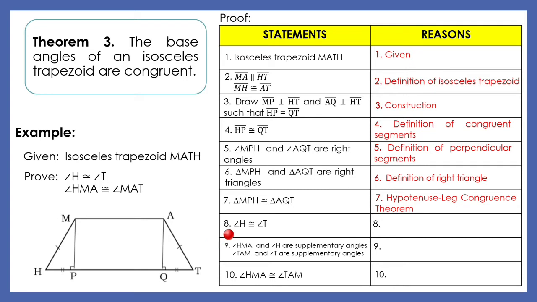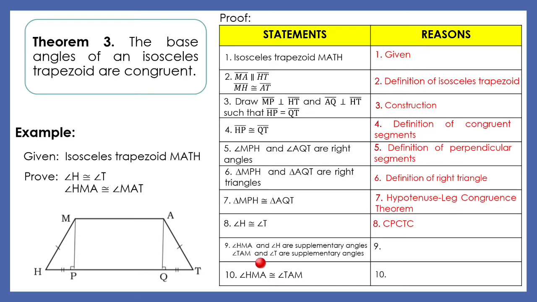For statement number 8, angle H is congruent to angle T. So, since na-prove natin na yung dalawang triangles ay congruent, therefore, their corresponding parts are congruent. Or CPCTC, corresponding parts of congruent triangles are congruent. For statement number 9, angle HMA and angle H are supplementary angles.